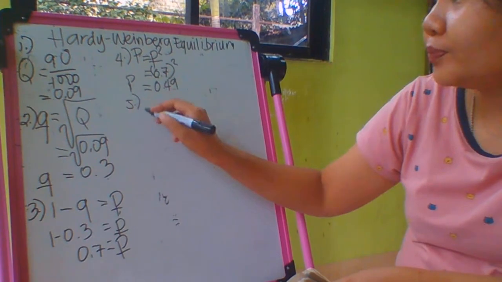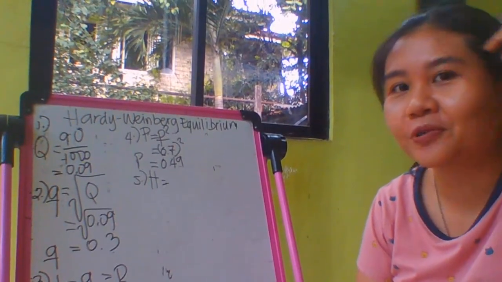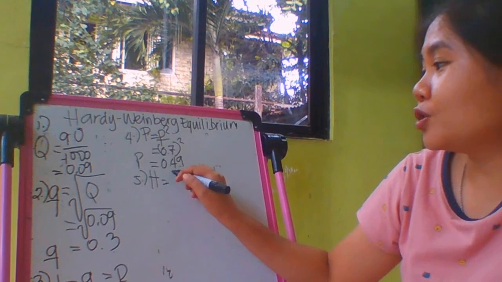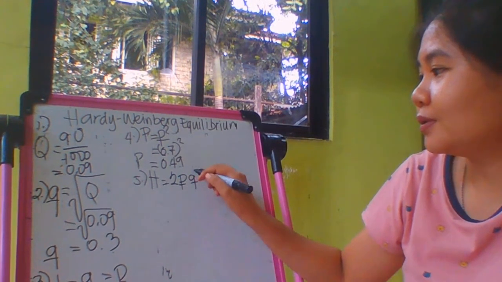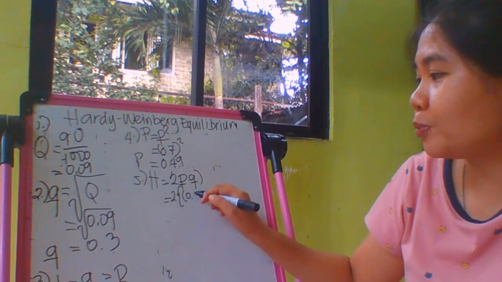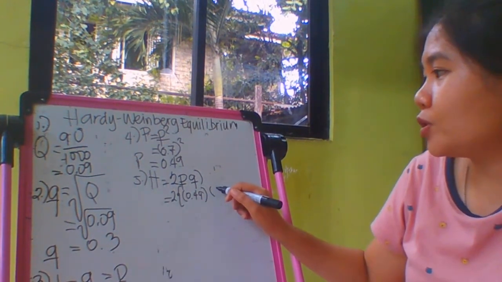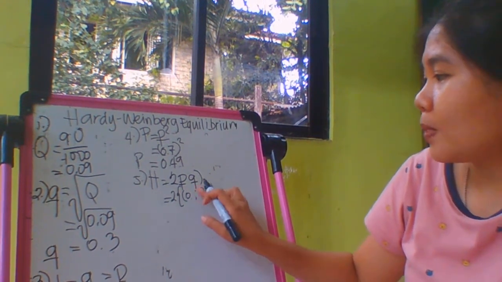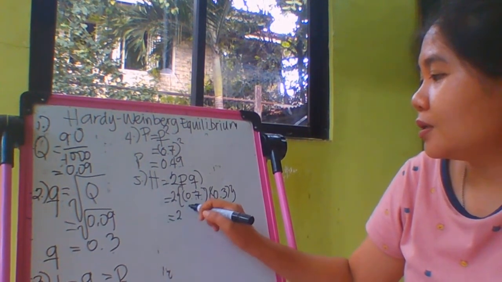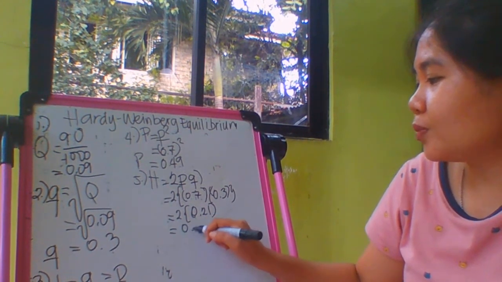And then for the fifth step, H. Do you remember the value of H, or the formula to solve H using the Hardy-Weinberg equilibrium? It's 2pq. So 2 times the value of small letter p, oh no, 0.7, sorry. 0.7 times 0.3, which is 0.21. So it is 0.42.